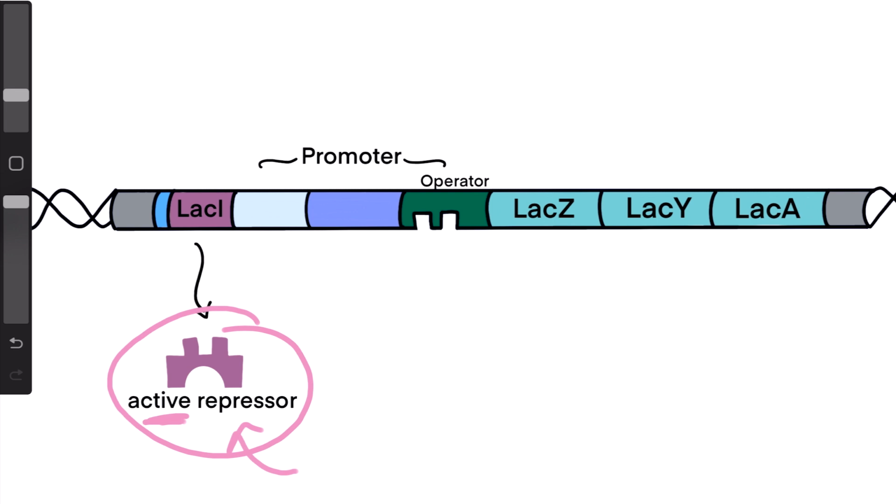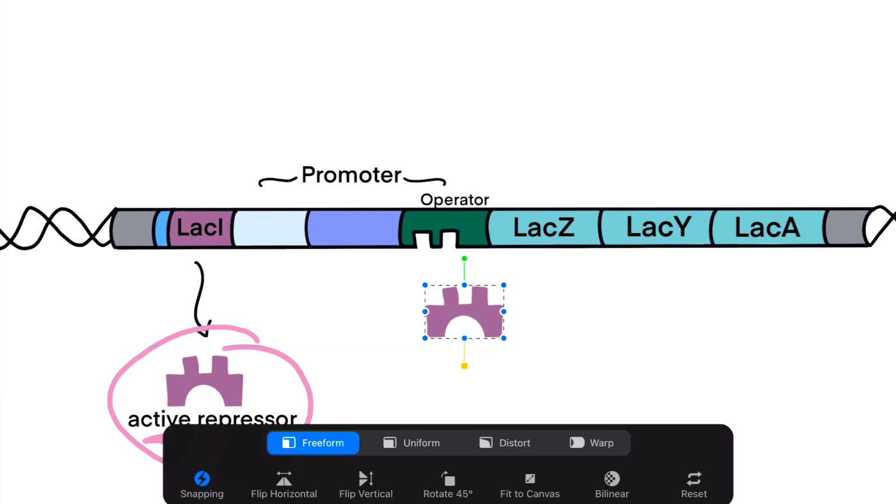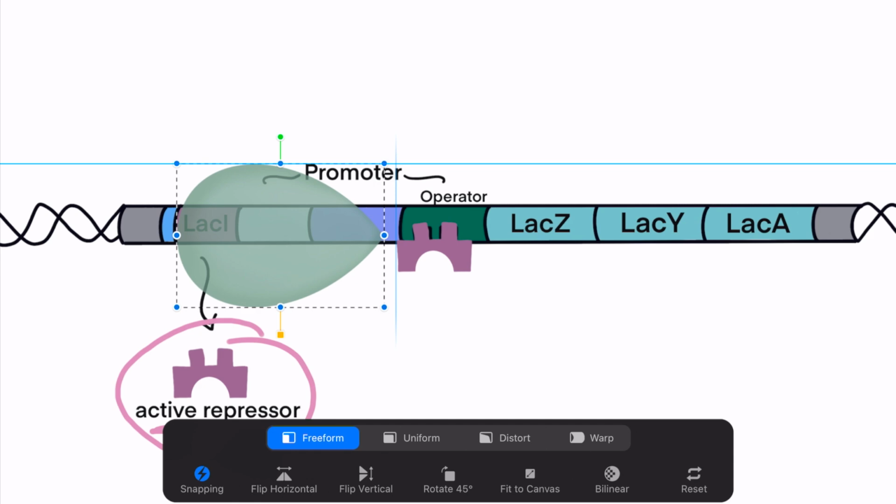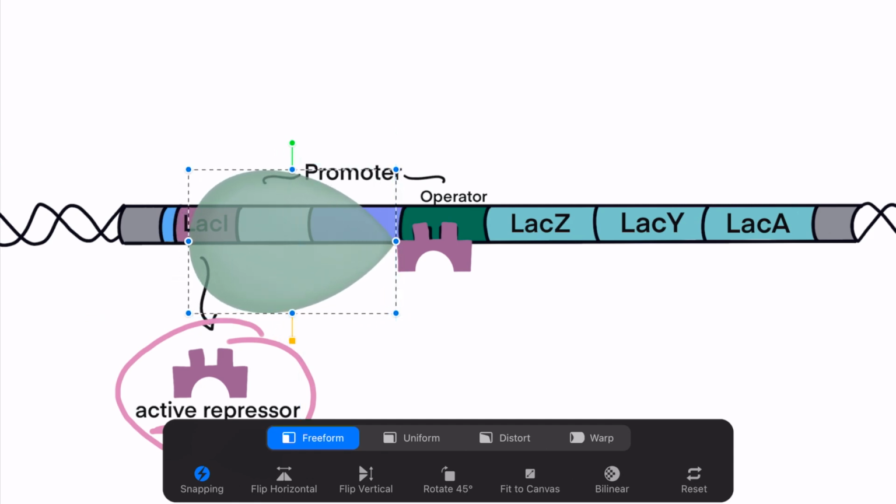And when there's no lactose in the environment, why waste energy and resources in synthesizing an enzyme that's not needed? Therefore, the operator needs to be blocked, right? So this active repressor binds to the operator, switching it off.